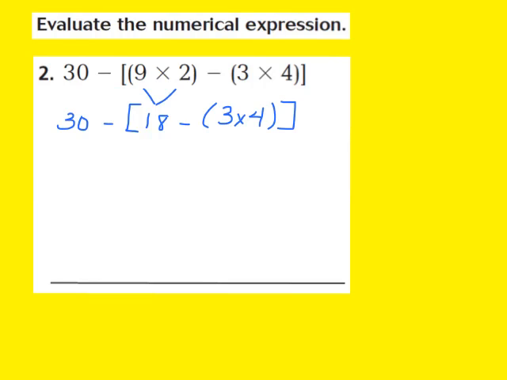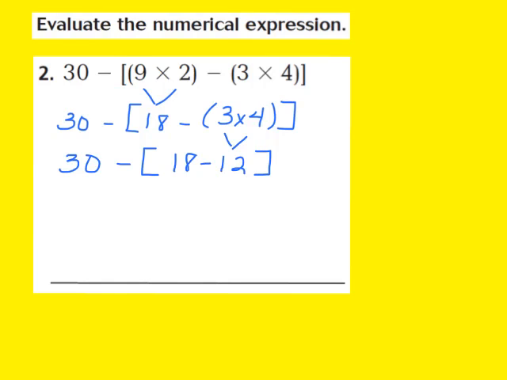Now, I still have a set of parentheses that I need to focus on that are inside the brackets. So I now am going to solve 3 times 4. And I know that 3 times 4 is going to give me 12. So I'm now going to rewrite what I have. I now have 30 minus, and then I have my brackets. Now I have 18 minus 12, and then I have my other bracket here.